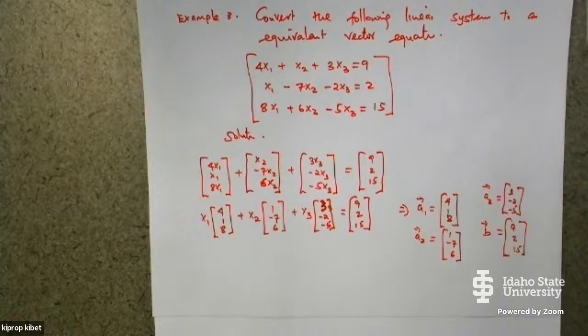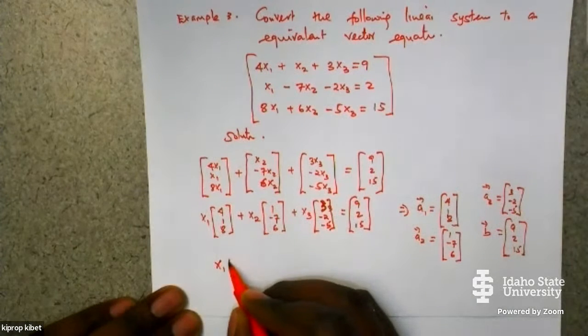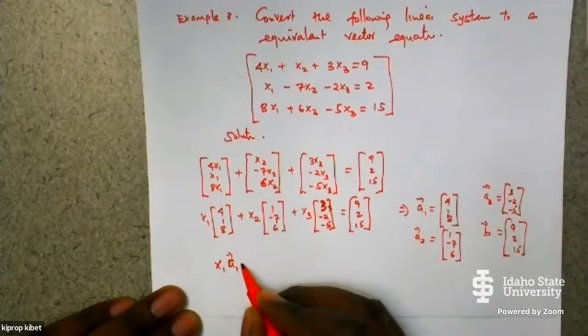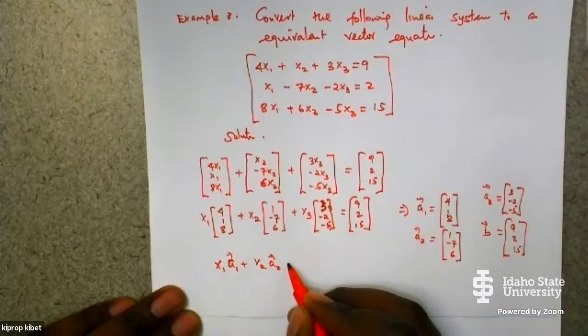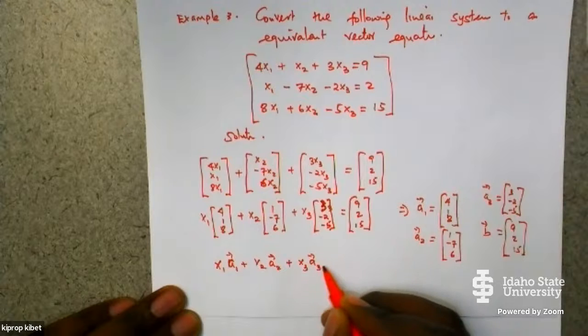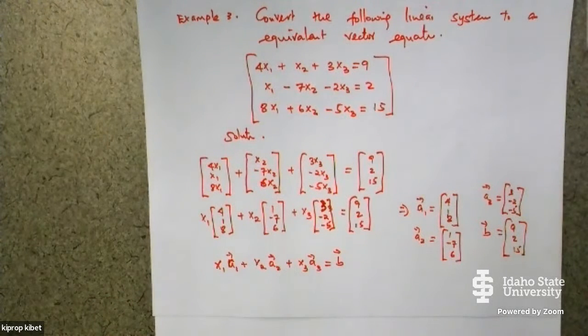So therefore, our vector equation is the same as x1 times the vector a1, plus x2 times the vector a2, plus x3 times the vector a3, equals b. So therefore, this is our vector equation, which is formed from our vectors a1, a2, a3, and then our b.